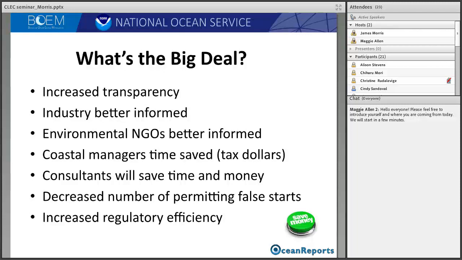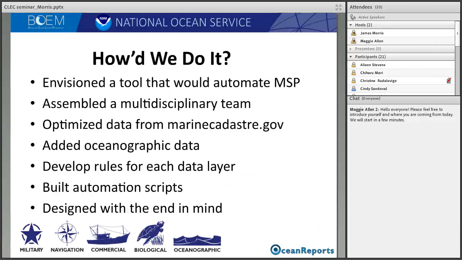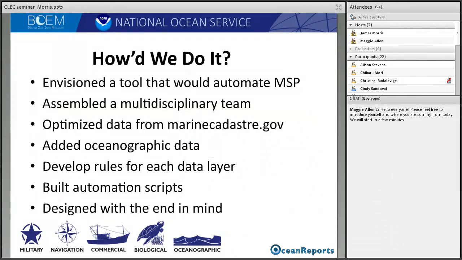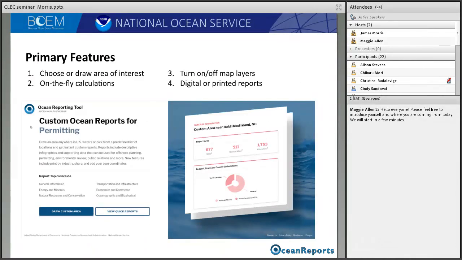So this is going to solve a lot of those problems, and then increase regulatory efficiency throughout the U.S. So how do we do it? We envisioned a tool that would automate marine spatial planning. We assembled the multidisciplinary team. We optimized data from marinecadastre.gov. We built an oceanographic data report from scratch, and I look forward to sharing that with you. We developed rules for each data layer. We built automation scripts, and then we worked with the design with the end in mind. So here's the front page.